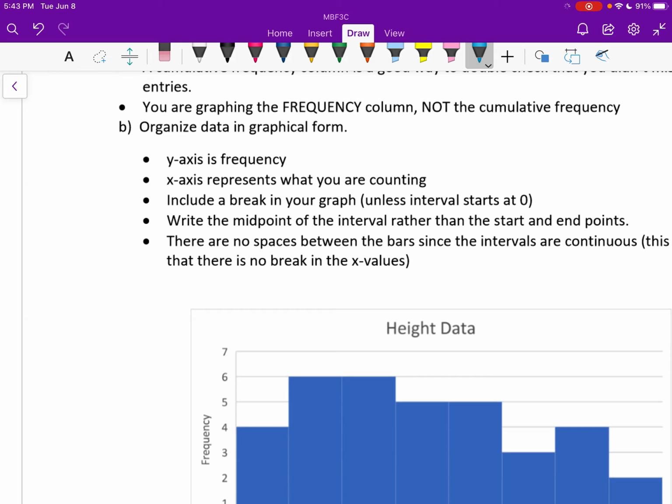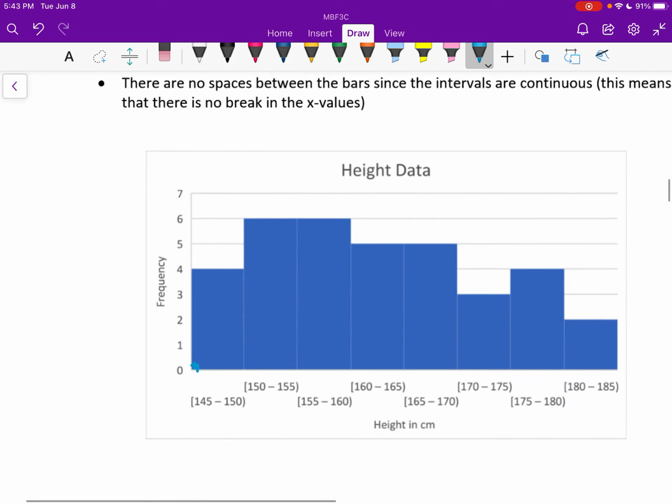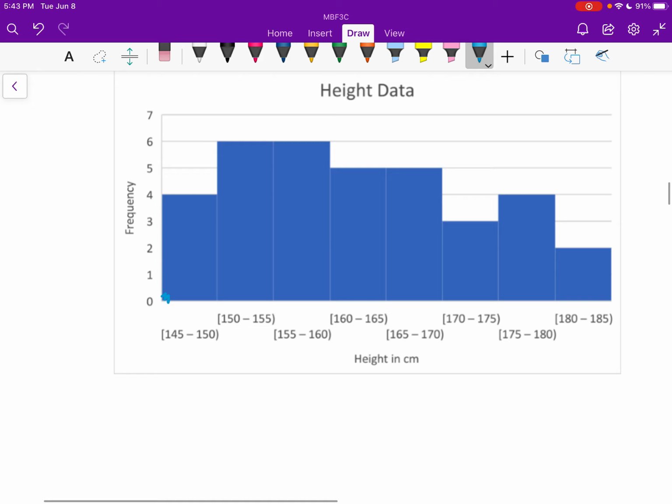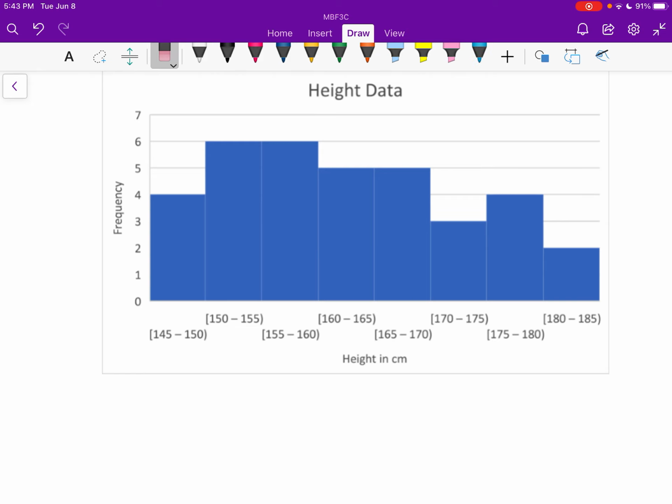There's no space in between the bars since the intervals are continuous. So in a histogram, this is where this gets a little bit complicated. When you actually put this into our Word document or into our Google document, this is what your histogram will show up like. So you will have to go in and make a little bit of changes.